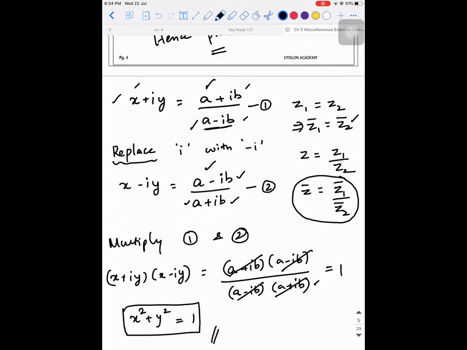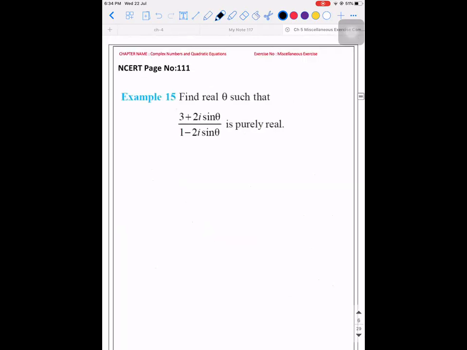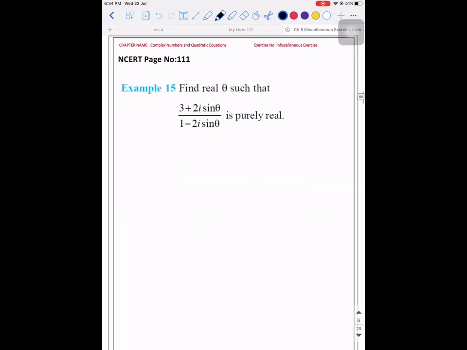Yes, sir. Okay. Listen. Find real value of theta such that (3 plus 2i sine theta) divided by (1 minus 2i sine theta) is purely real. What do you mean by purely real? No i values. That is, if I write a complex number a plus ib, if this complex number has to be purely real, then b should be equal to 0. That is the meaning. Means, to put it in very simple terms, imaginary part of z should be equal to 0. Am I right?